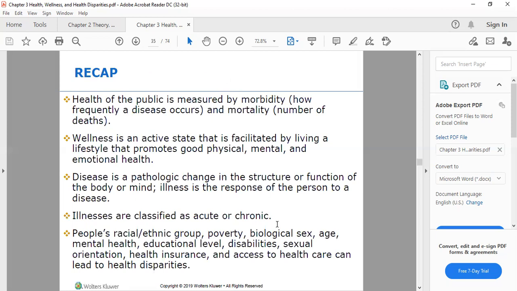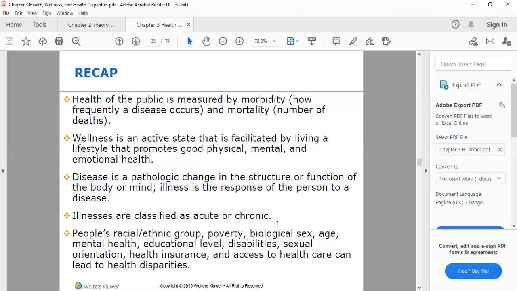So public health is measured by morbidity. Remember, that's how frequently a disease occurs. So right now, we're measuring the morbidity of COVID, right? And we're also looking at the mortality because we're looking at not only how frequently it's occurring, but how many deaths are being caused by it.